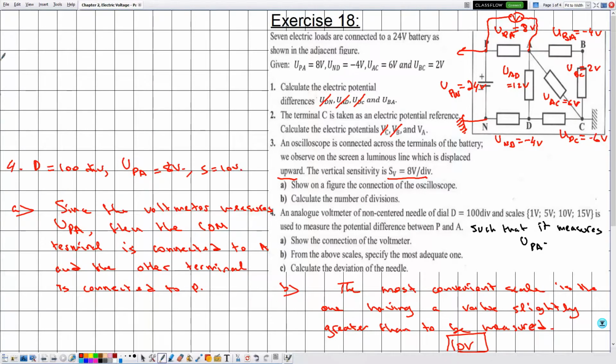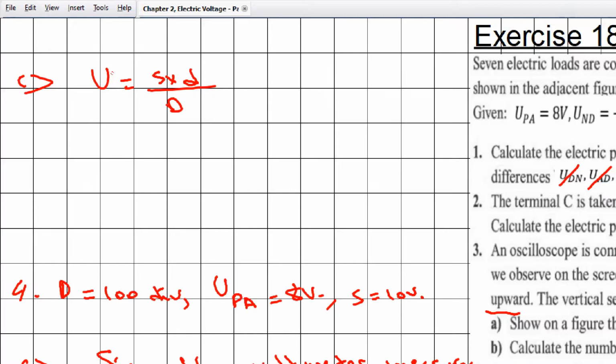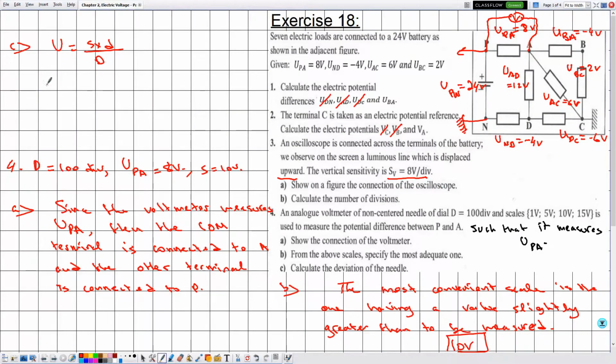They are telling me in part C, calculate the deviation of the needle, and this can be done using the formula U is equal to S multiplied by d divided by capital D, in which U represents the voltage, capital D the dial, S the scale, and d the deviation of the needle. Flipping this equation around, knowing that we are interested in determining d, then S multiplied by d divided by capital D is equal to U. Notice that here we are measuring UPA.